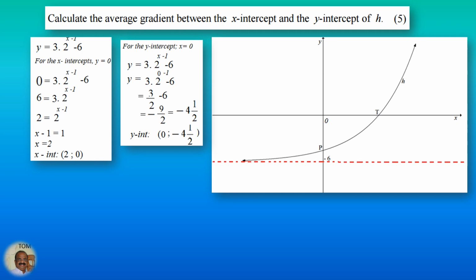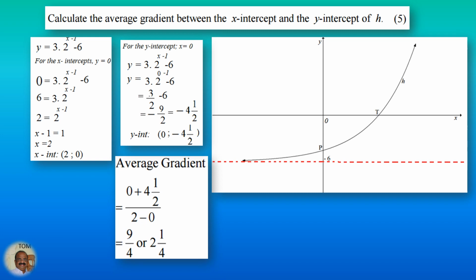Our question is to calculate the average gradient. Let's go for that. Average gradient, y2 minus y1 divided by x2 minus x1. So we have 0 minus of -4.5 gives us positive 4.5 over x2 minus x1, that is 2 minus 0. And we simplify on the calculator and we get 2 and a quarter. So the average gradient is 2 and a quarter.